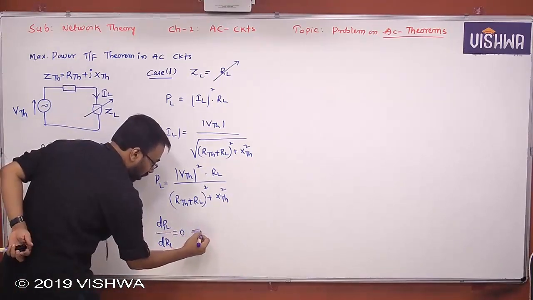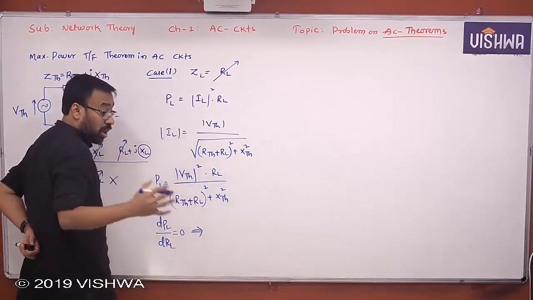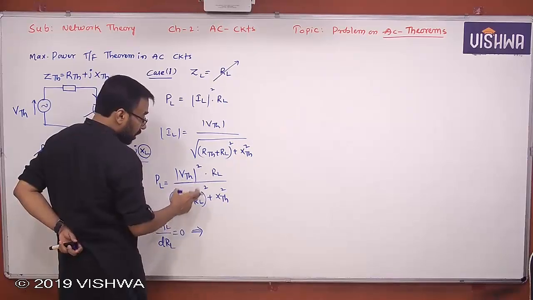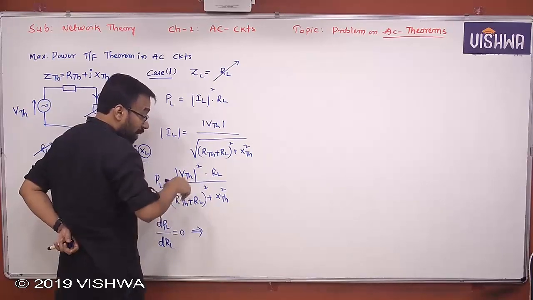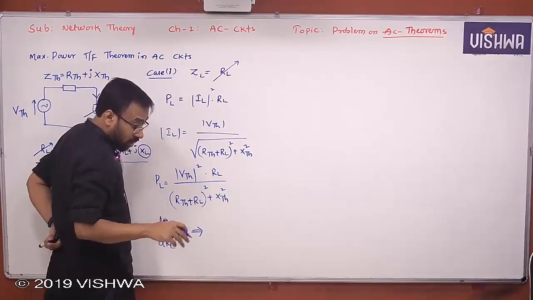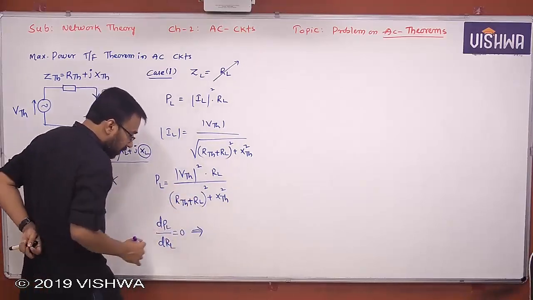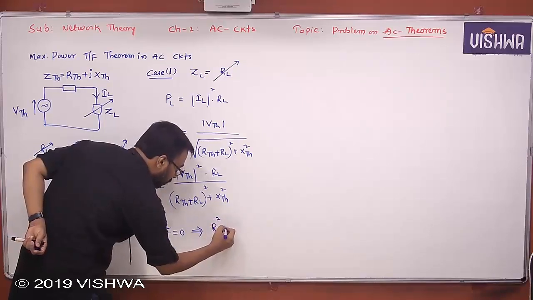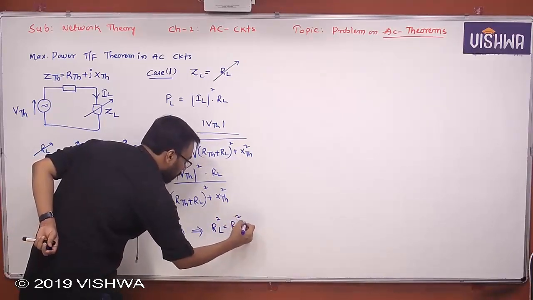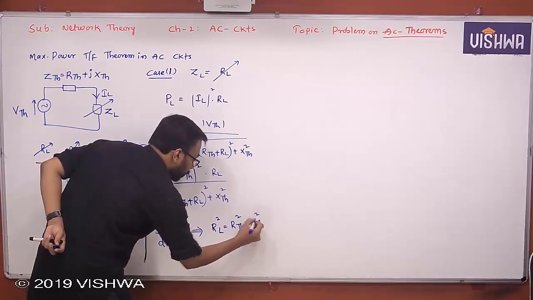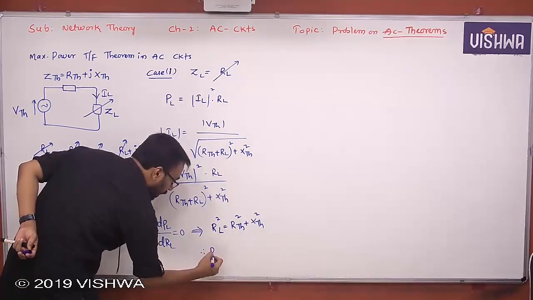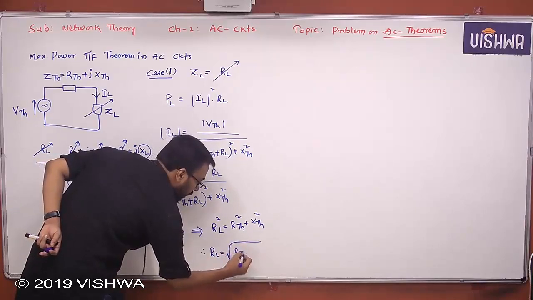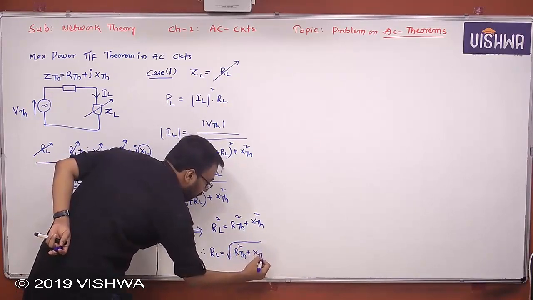If you do that, I am not really deriving that entire one. I hope you are all experts in doing the differentiation. Okay, so this is variable, this is also variable. It is like d by dRL of u by v. Okay, so you know that already. So therefore, I'll give you directly that expression: RL square is equal to RTH square plus XTH square. Then finally you'll get RL is equal to root of RTH square plus XTH square.